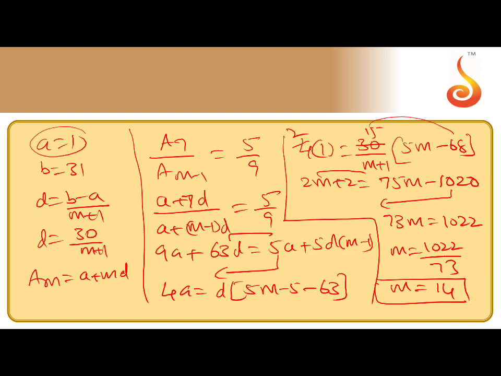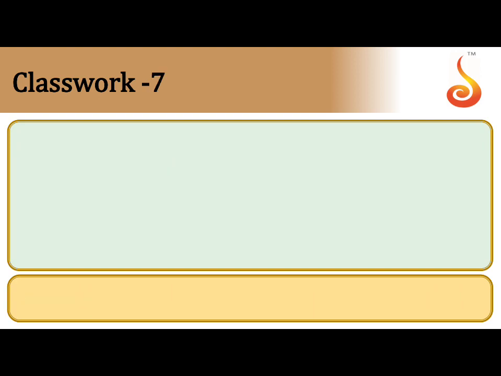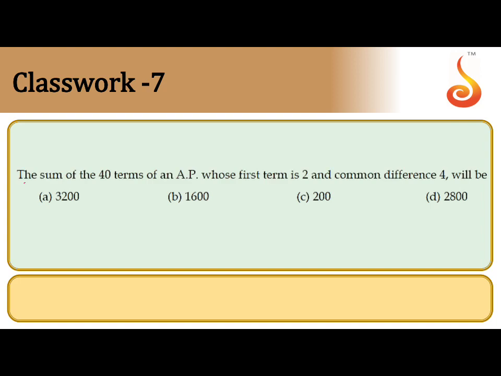The next question. Check the answer. Answer C is correct. Next one: sum of 40 terms of an AP whose first term and common difference are given. This is given directly. A is given as 2 and D is given as 4. So you have to find S40.